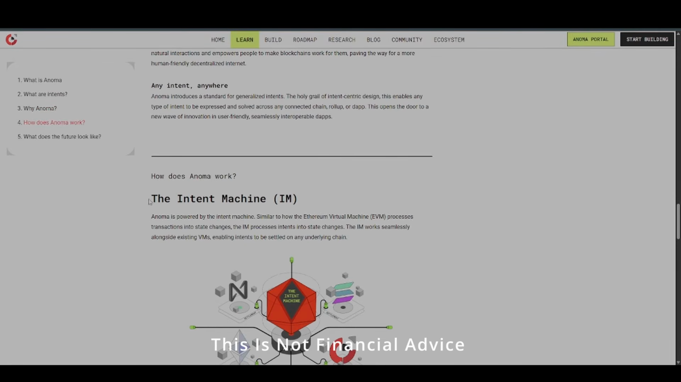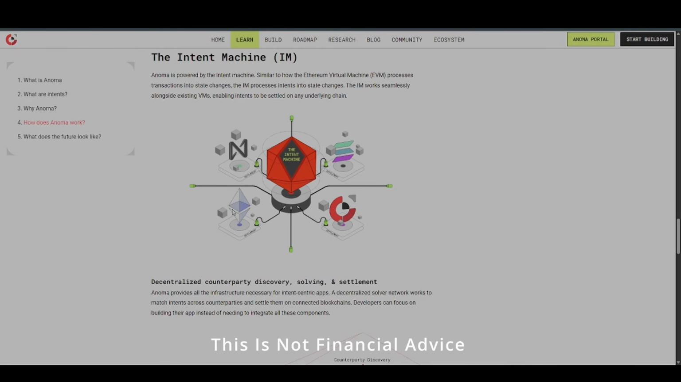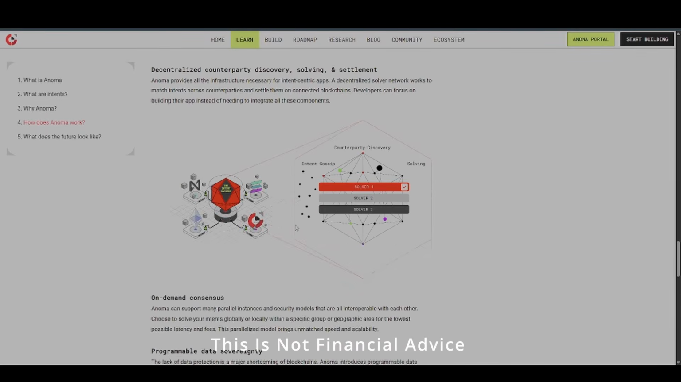So they have the intent machine, as you can see. Anoma is powered by the intent machine, similar to how the Ethereum Virtual Machine processes transactions into state changes. The IM processes intents into state changes. So this is how it works, as you can see here. They have Ethereum as a settlement, NEAR, Solana, like we have this Anoma. So basically this is going to be multi-chain as well. So that's really good, I would say.